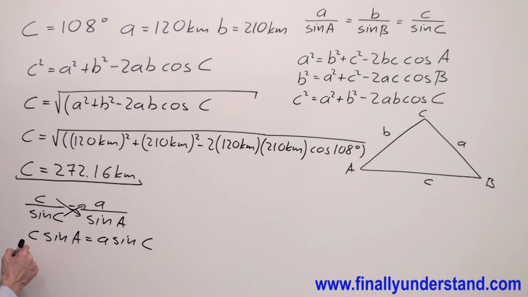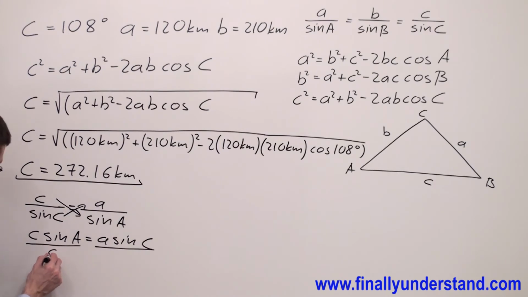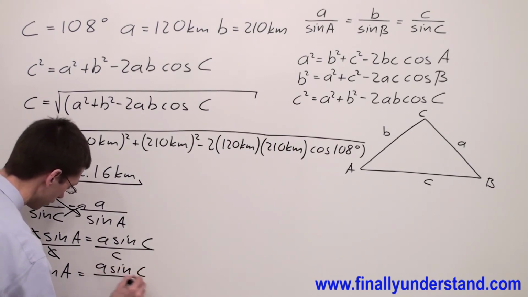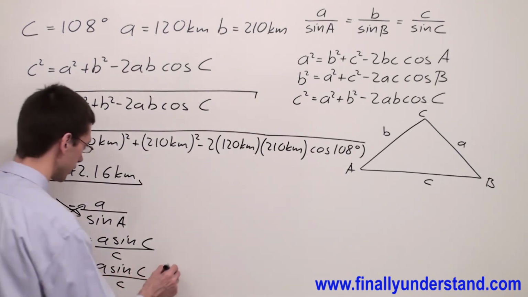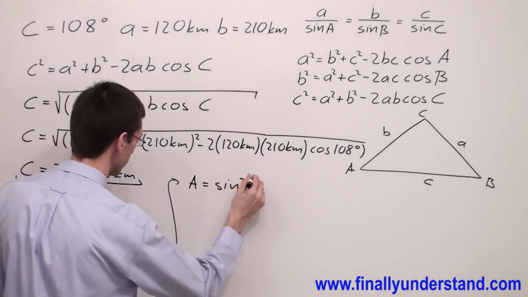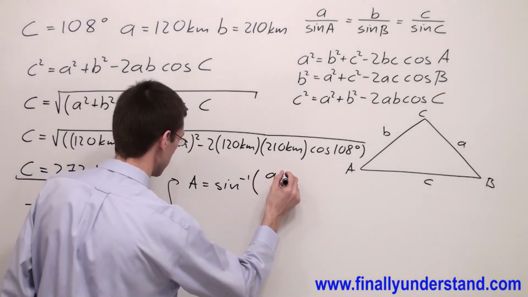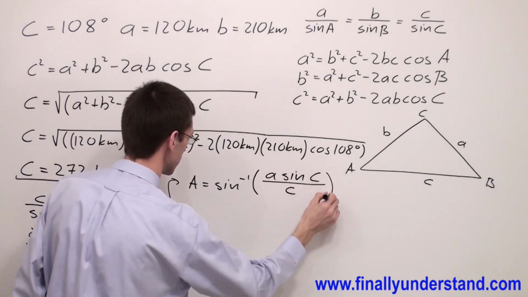In order to find angle A, I'm supposed to divide both sides of the formula by side C. So I'm going to have sine of angle A is equal to A sine of angle C over side C. In order to find angle A, I'm supposed to write A is equal to inverse sine and simply copy down this fraction. So I have A sine of angle C over side C.